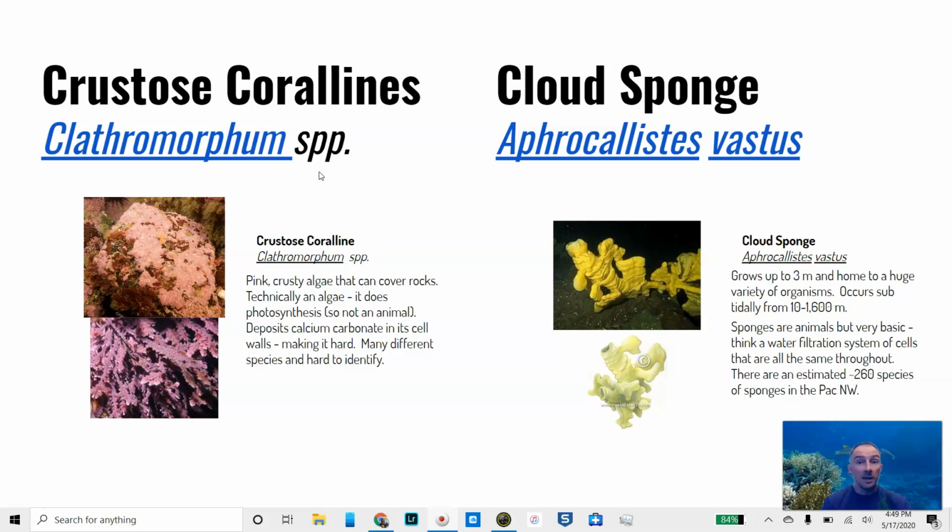It's doing photosynthesis like an algae, but herbivores like sea urchins or snails or sea slugs or limpets or chitons, and many of the herbivorish things that are creeping and crawling around the ocean aren't going to be able to eat it. So it's protected. And so it makes this pink crust that covers rocks and tide pools. And there's many different forms.